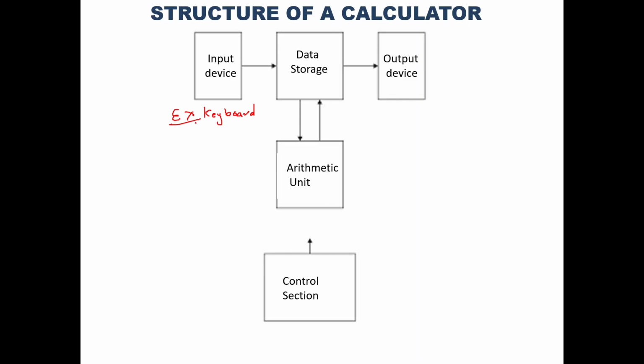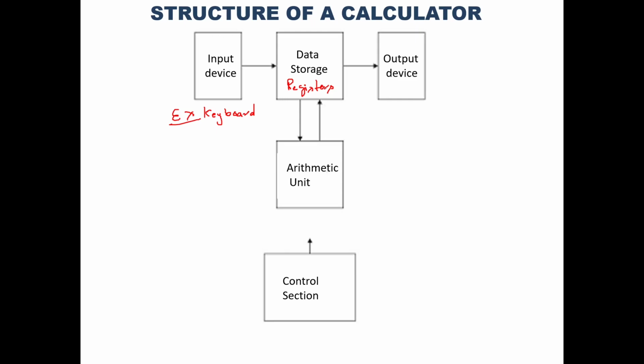Then you have data storage. Data storage in the calculator is mainly in the form of registers. Registers are devices which can store data. They are made up of flip-flops, so they can be used to store data. Whatever key you press from the input device will be stored in the data storage. The numbers you use as operands and the operation you use on those numbers are both stored in the data storage.